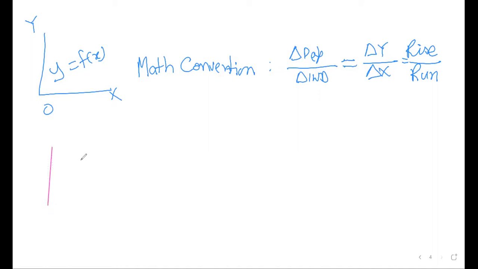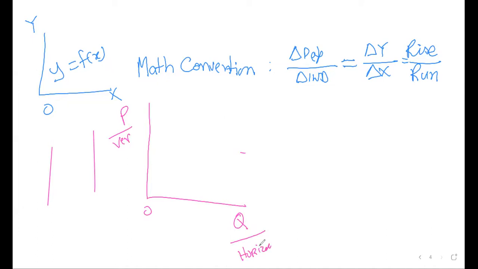When we look at economics, what's happening today? Isn't this how we define economics? Price on the vertical axis and quantity on the horizontal axis. We're familiar with this, right? And this is how we write the functional relationship, right?